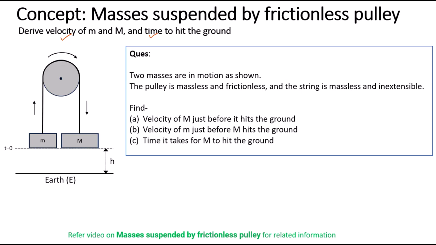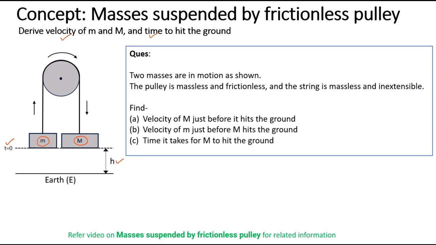So we have a pulley and two masses, small m and capital M, assuming capital M to be bigger, suspended by a pulley. And this is the scenario at time t equal to 0. And both the masses are at a height h above the ground. So this is the situation at t equal to 0.